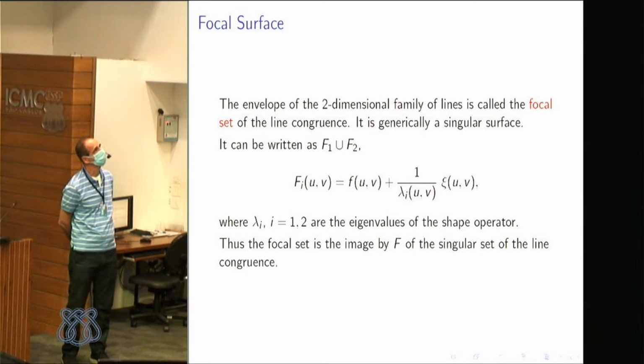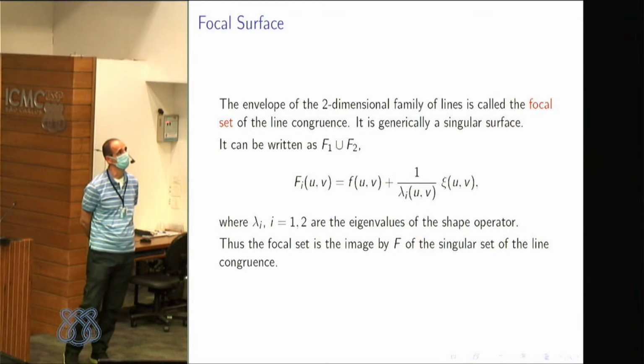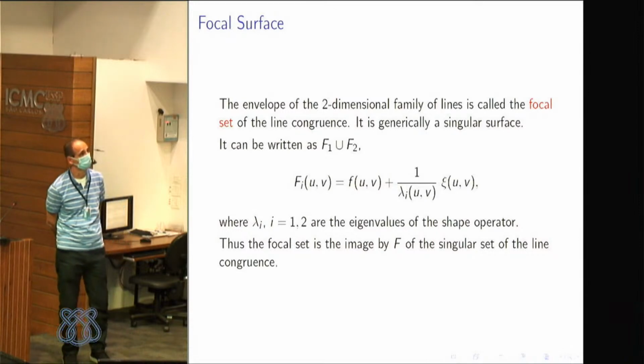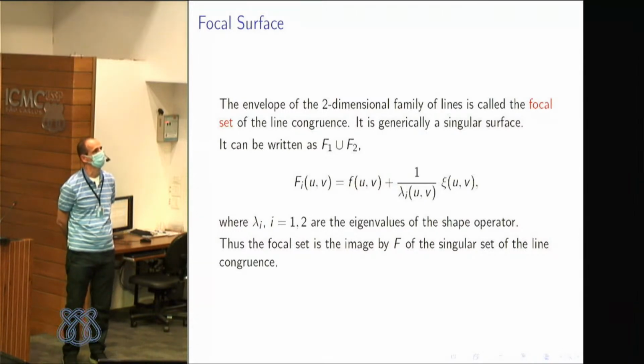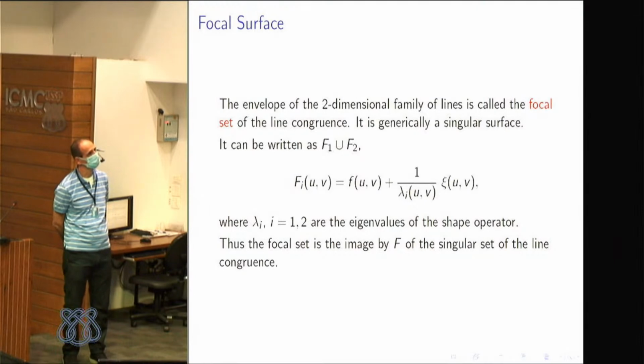The focal surface is the envelope of the two-dimensional family of lines. It is generally a singular surface. It has two leaves given by these formulas. Then the focal set is the image by the line congruence map of its singular set.